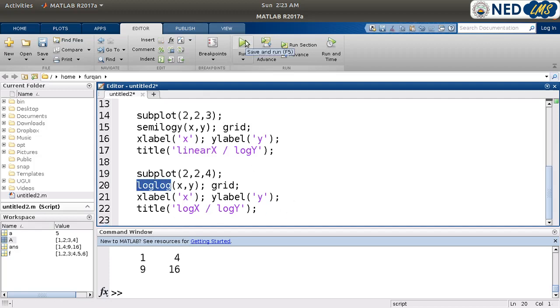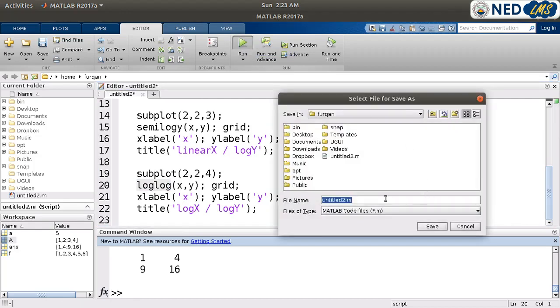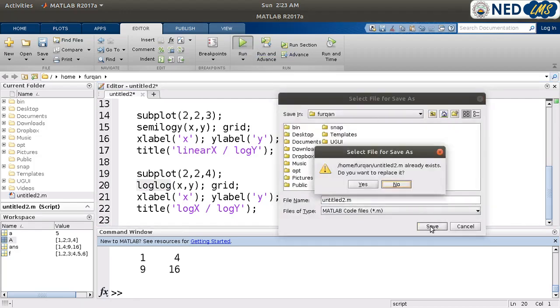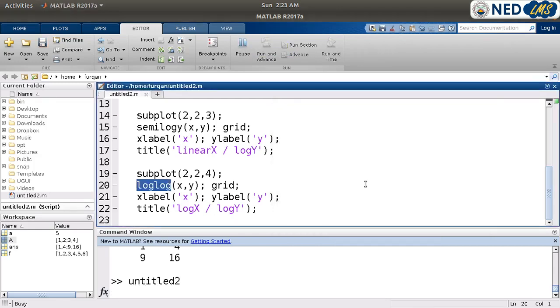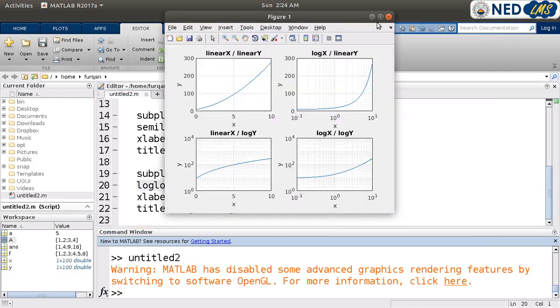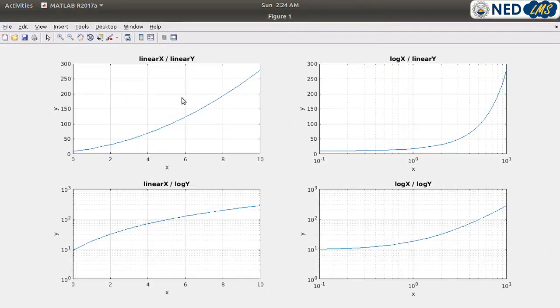Now let's save it. Yes. Now here you can see we have four plots in the single figure. One is the linear scale, second is the log-linear scale, third is the linear-log scale, and the fourth one is the log-log scale.